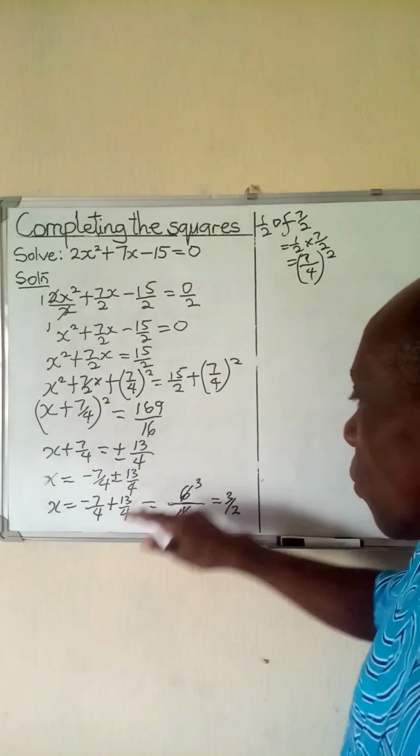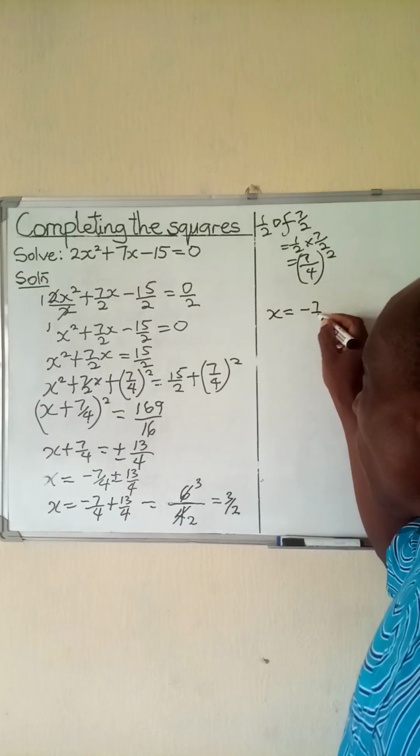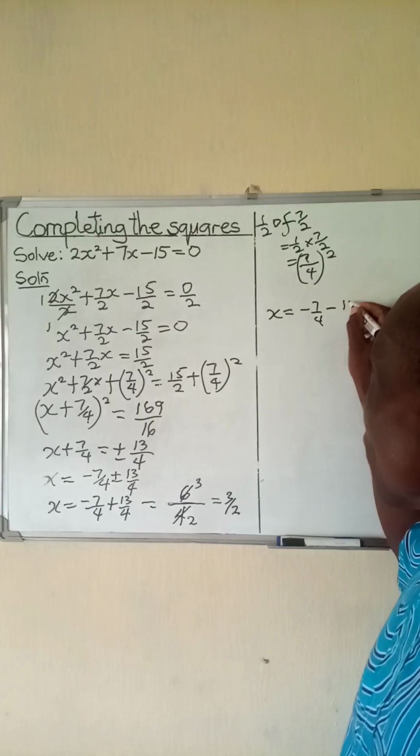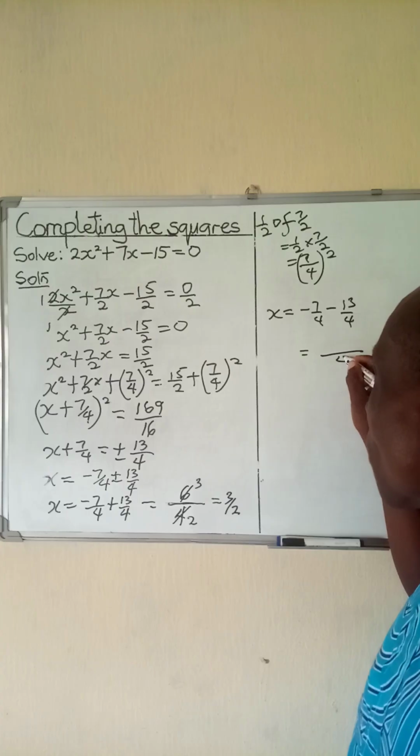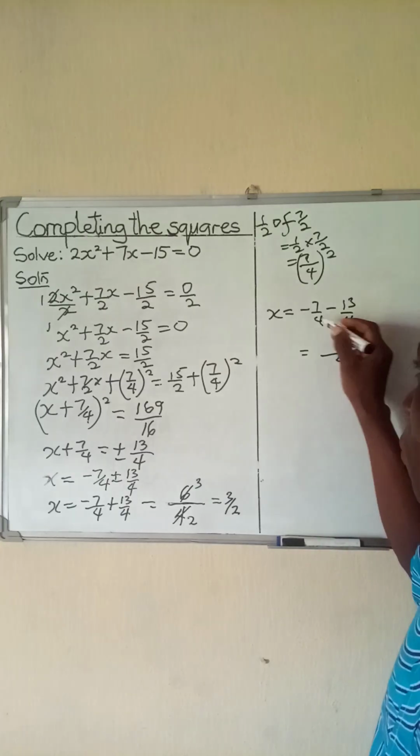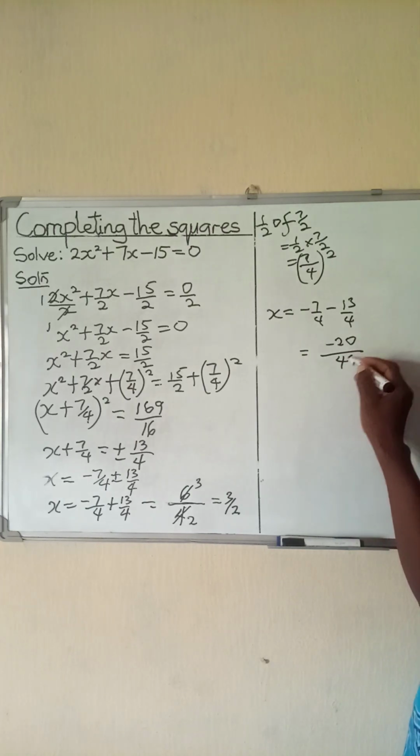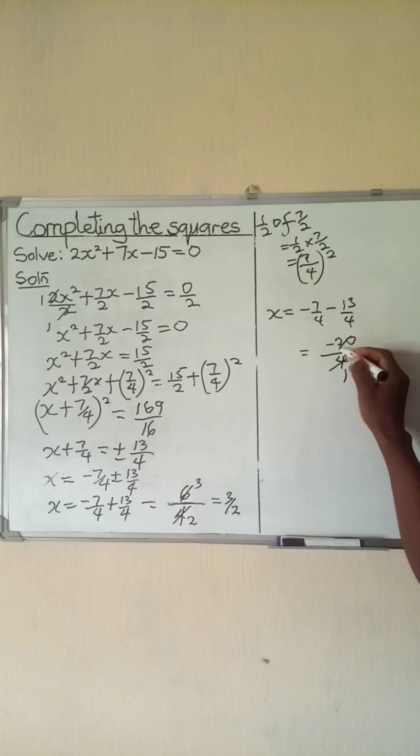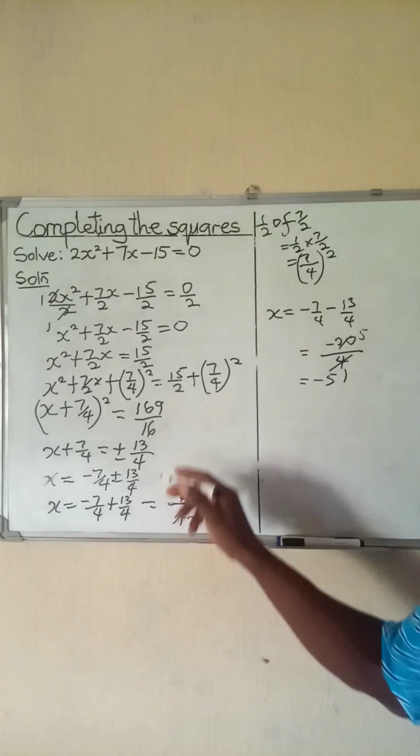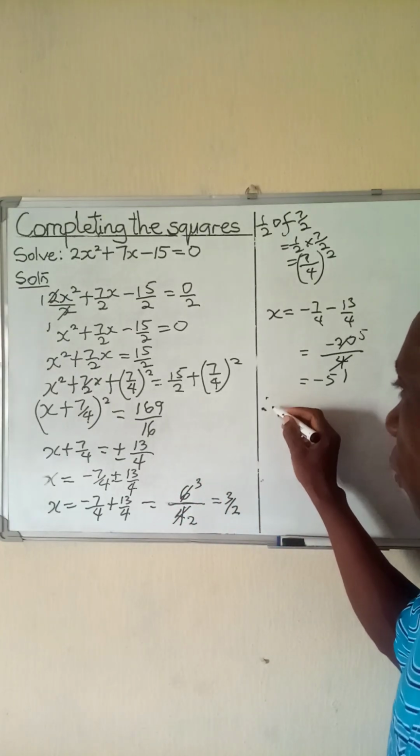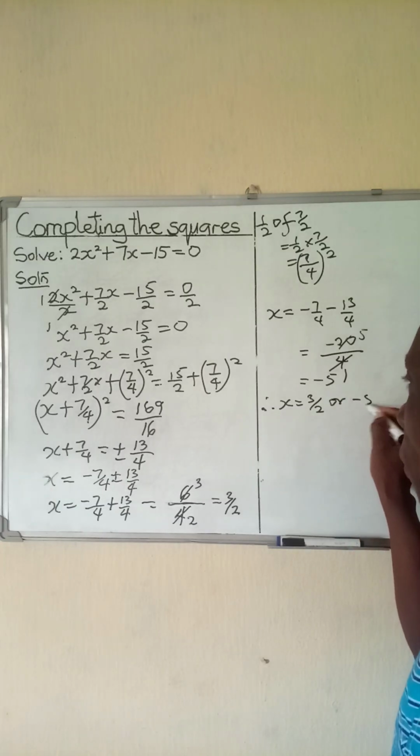For the second case, we will take the minus sign. x can also be minus 7 over 4 minus 13 over 4. The denominator is the same, so we allow our 4 to stay. Minus 7 minus 13 will give you minus 20. That's all. 4 is a factor of 20 and will divide itself here, 4 would go 5 times. So our result will be minus 5. So the roots of this equation, therefore, x is equal to 3 over 2 or minus 5.